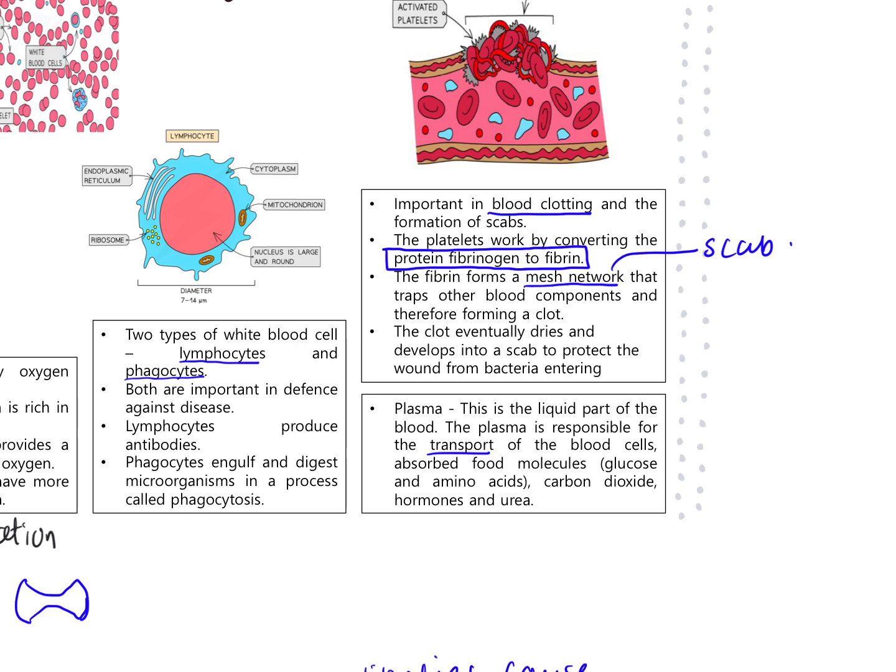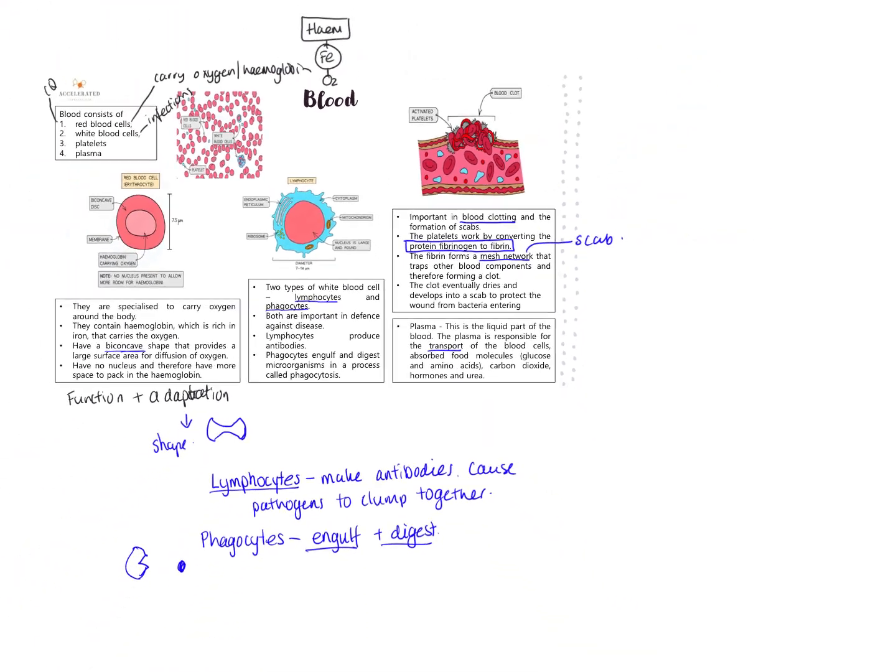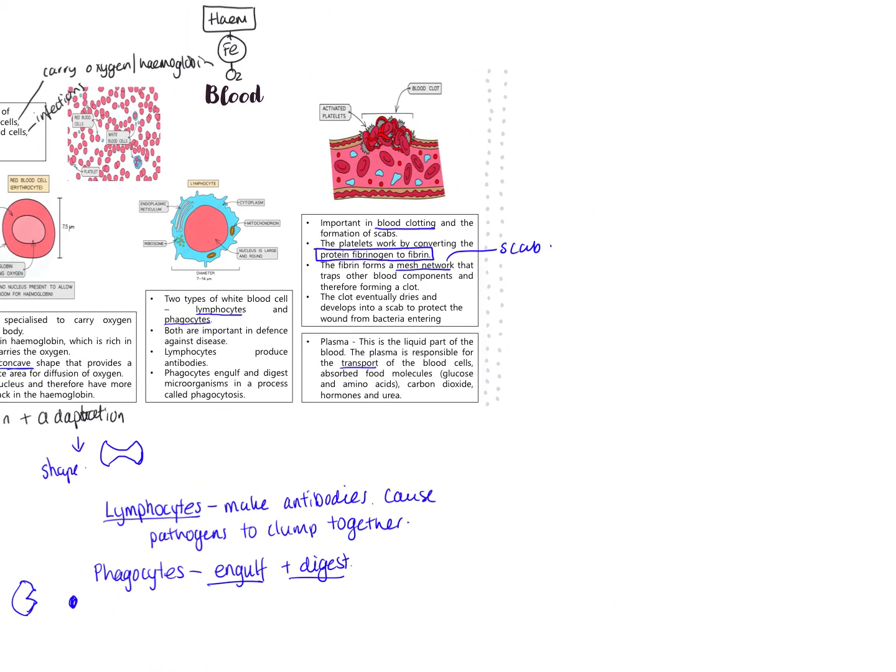So your glucose, which is a fancy name for sugar, and your amino acids, which is when proteins break down, carbon dioxide, hormones, and urea, okay? Now, if we were to do a summary of these, all you have to know: my red blood cell, I'll just write RBC. We know the function: carry oxygen, biconcave. They're the 2 most important parts of it, okay?